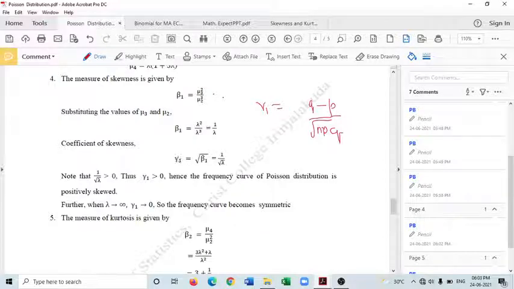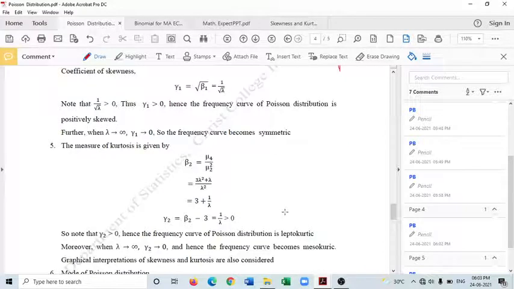We also note that this quantity 1 by root lambda becomes smaller and smaller when lambda becomes larger and larger. So that is an indication that the frequency curve becomes symmetric. That is, when lambda tends to infinity, gamma 1 tends to 0 and the frequency curve becomes symmetric.